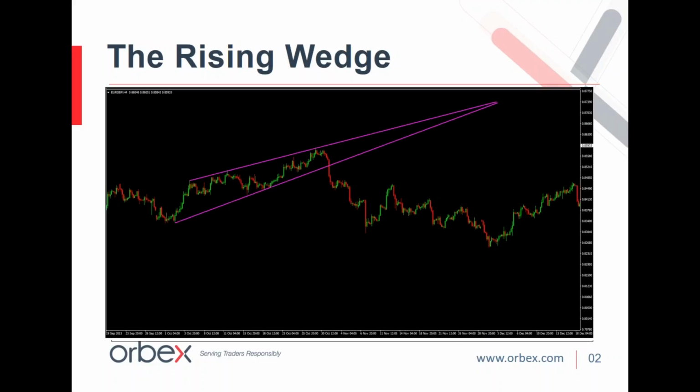So again, the trade protocol around how we approach this pattern is simply the opposite of what we discussed with the falling wedge. So we enter short as price breaks down through the supporting trend line, and our stop needs to go above the top of the structure, again to allow for that retest. And we're targeting a move back down to the bottom of the structure. So again, simply the exact opposite to what we discussed with the falling wedge.